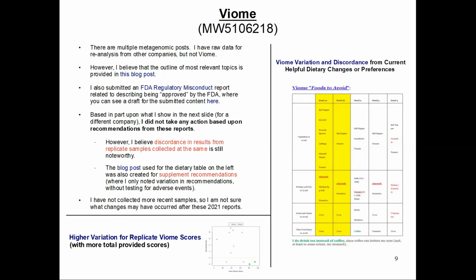Now, a factor in why I looked at Viome could be that I believe they had an FDA breakthrough device designation, although as I was having these discussions with the FDA to prepare for my submission, I learned that there's an FDA regulatory misconduct report. I don't want to say too much about that, but I will say that you have to be careful about whether you say something's approved by the FDA.